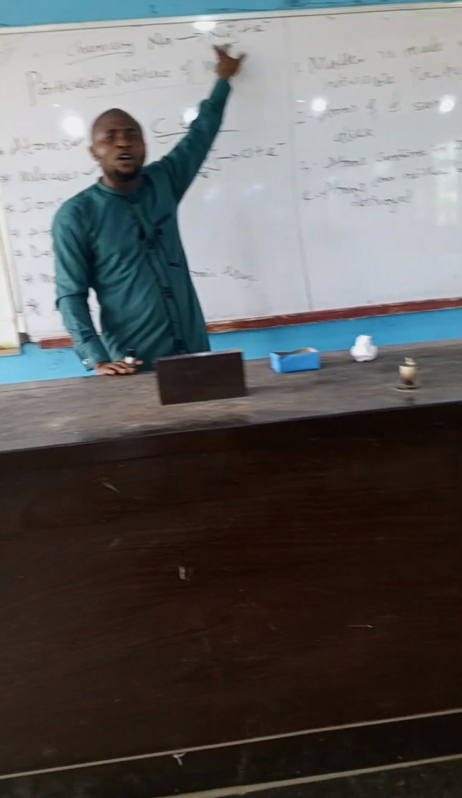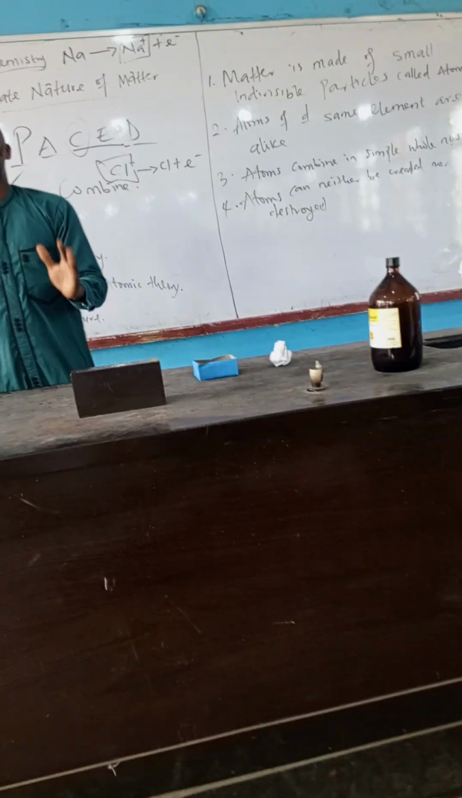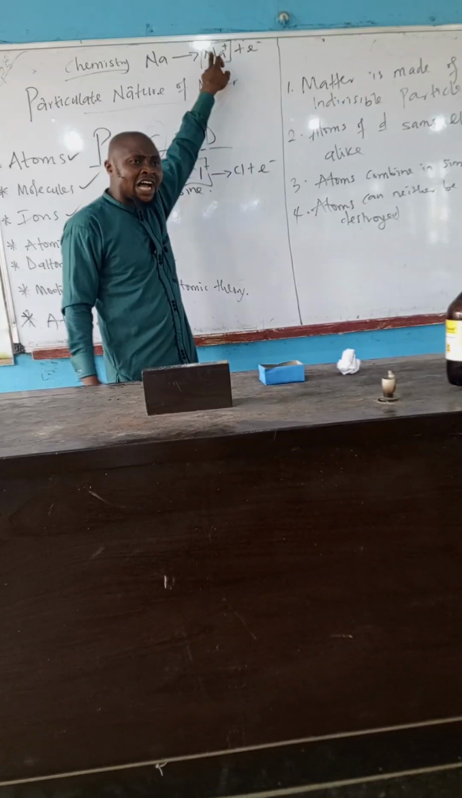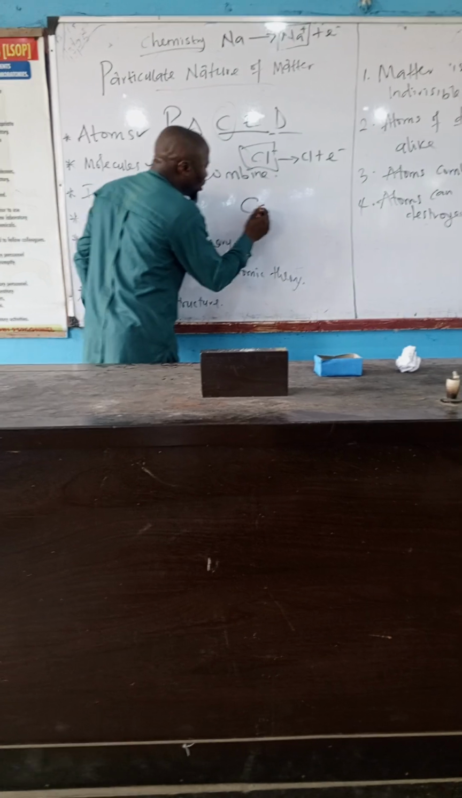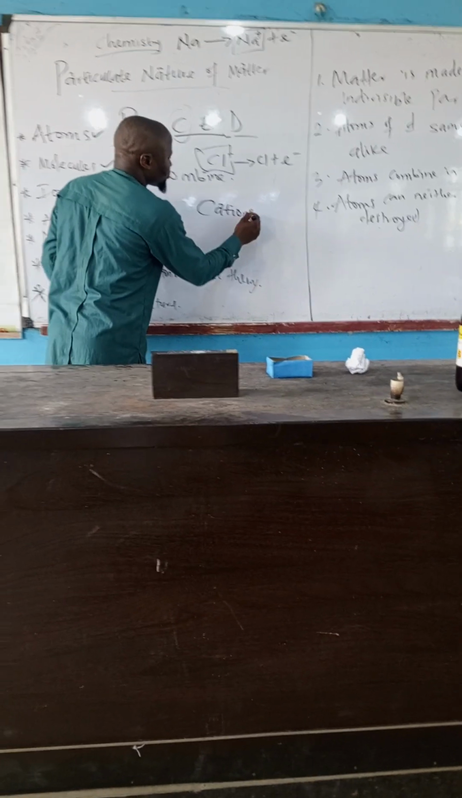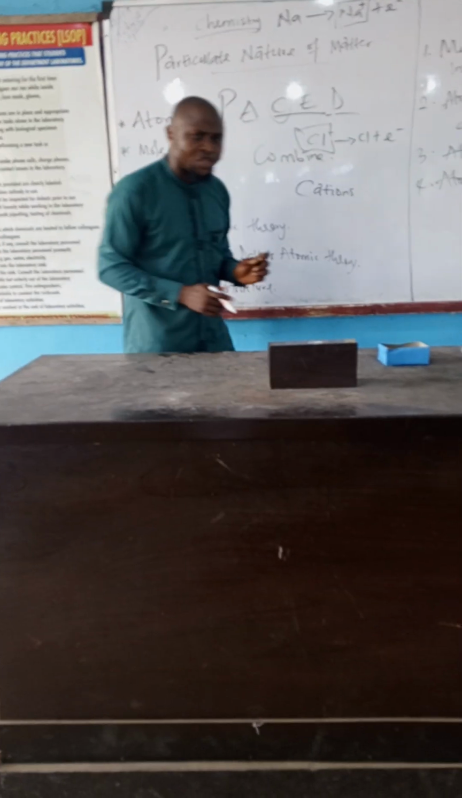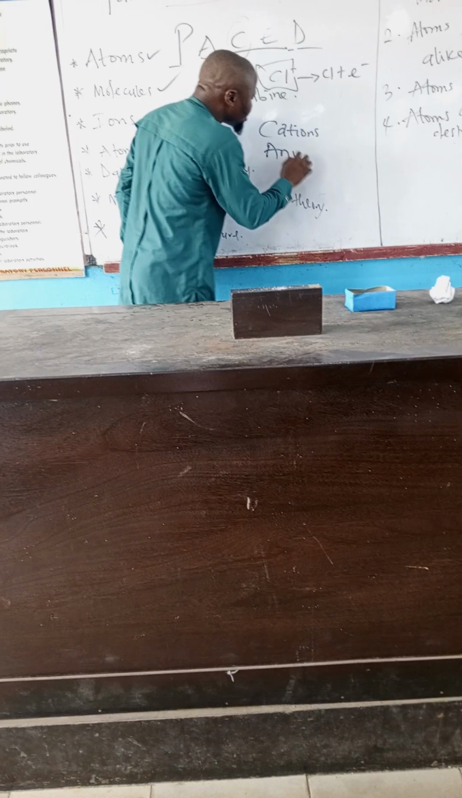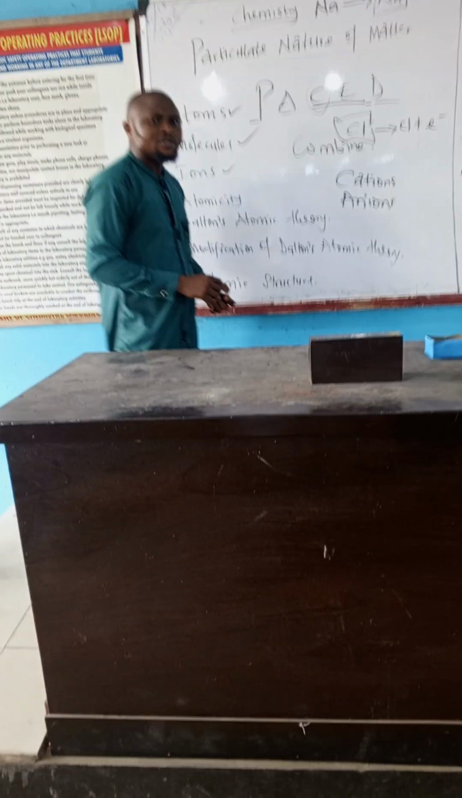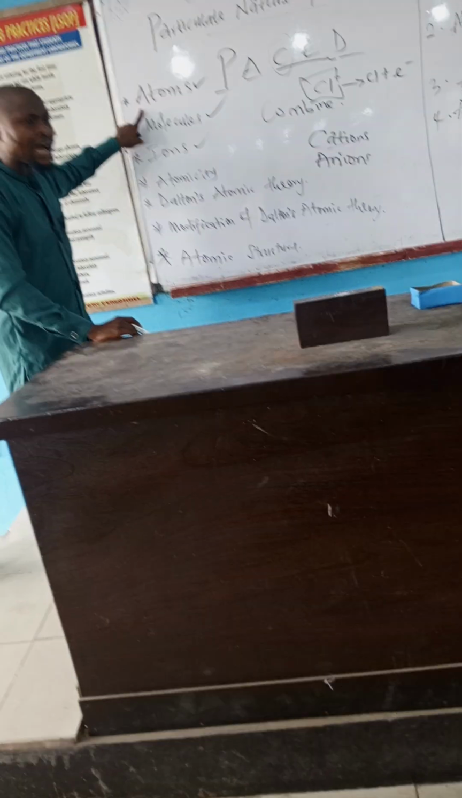Positively charged ions are called cations. Negatively charged ions are called anions. So, we're done with ions, we're done with atoms, we're done with molecules. Next, atomicity.